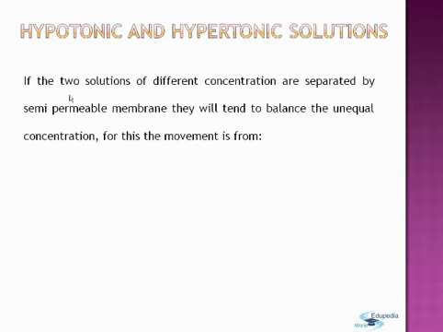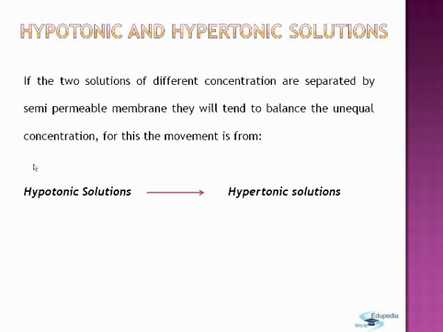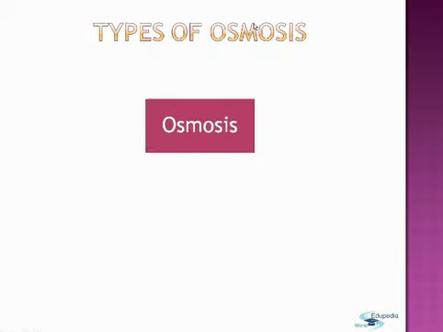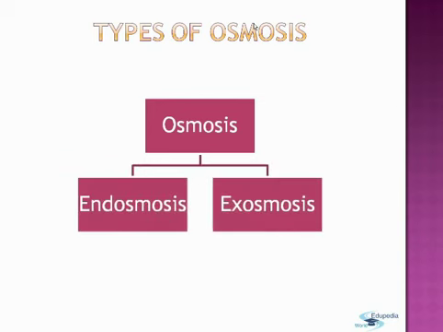So, if we place two solutions, one hypotonic and the other hypertonic, of different concentration and separated by a semi-permeable membrane, they will tend to balance the unequal concentrations. For this, the movement will always be from the hypotonic solution, which has more solvent content, towards the hypertonic solution, which has less solvent and more solute content. Now, having discussed the various types of solutions, let us move towards the types of osmosis.